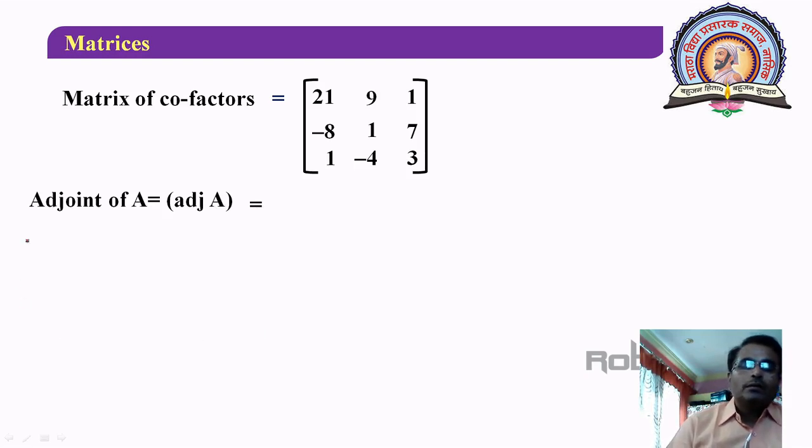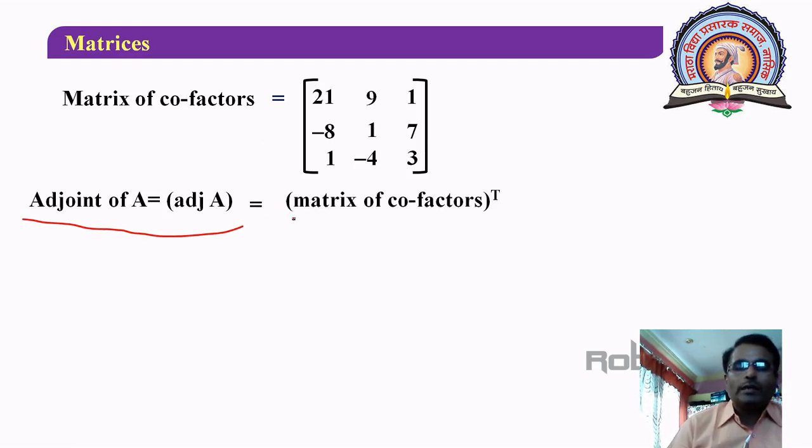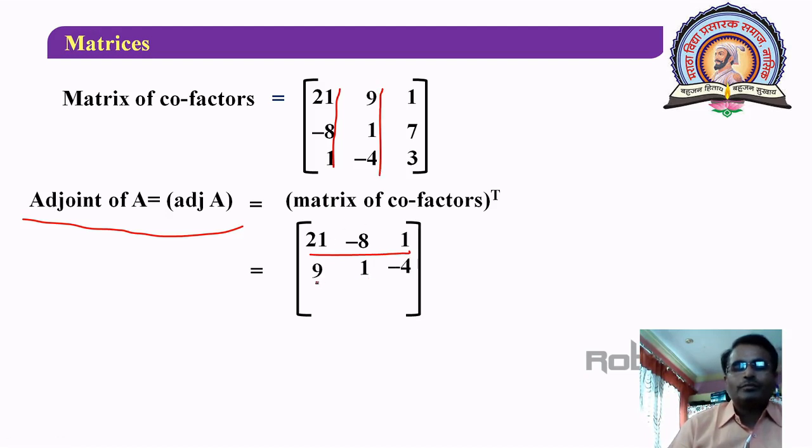Now we know that the next step to find inverse is to define adjoint. We know that adjoint is defined as transpose of this cofactor matrix. So cofactor matrix transpose means write the first row as a first column or first column as a first row. So you will observe that this first column is written as a first row. Then in the next step this second column is written as second row, 9 1 minus 4. Then this third column is written as third row. Is that clear?